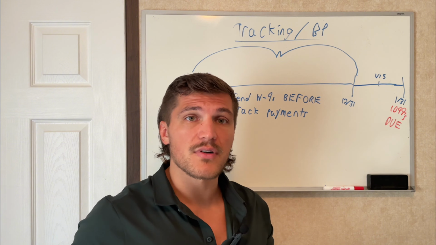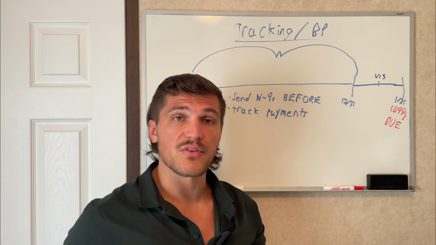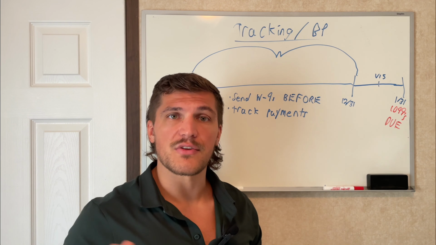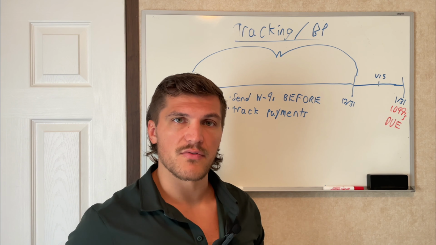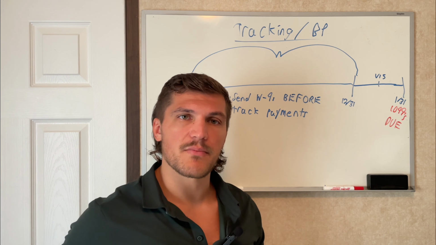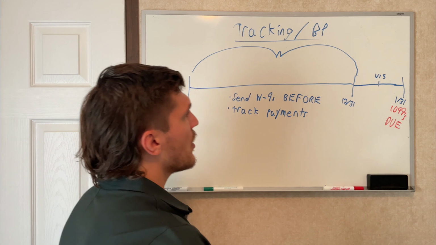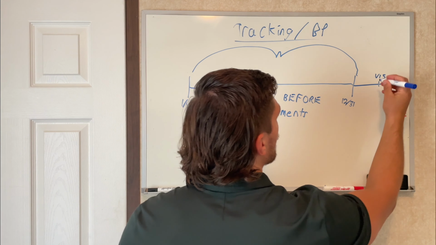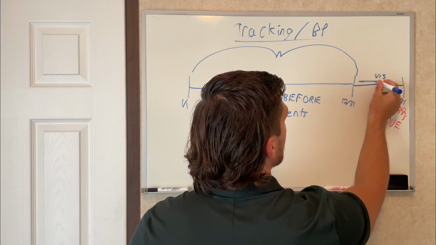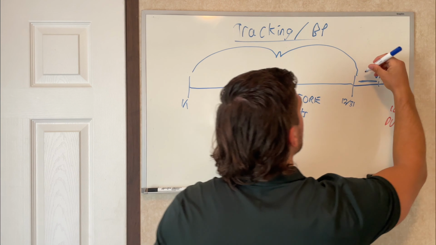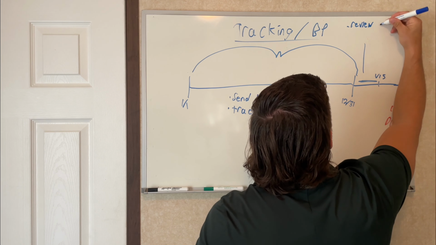So in that bookkeeping software, you're going to add your vendor to your vendor list. And now whenever you pay them and you see that transaction in your bookkeeping software, you assign that vendor to that payment. And that's how you track it. Because now when we get to the end of the year, really this period right here, this is where I want to be reviewing my W-9s.